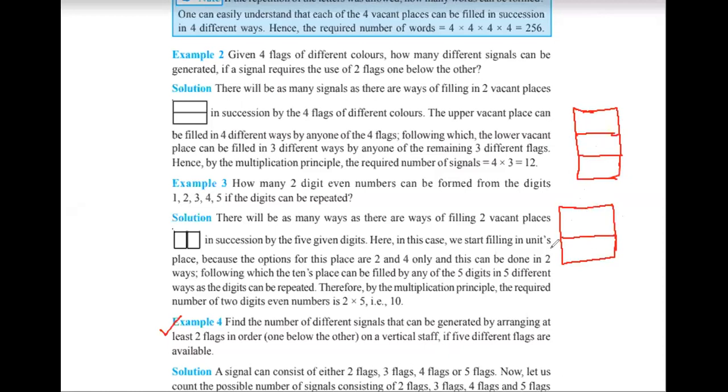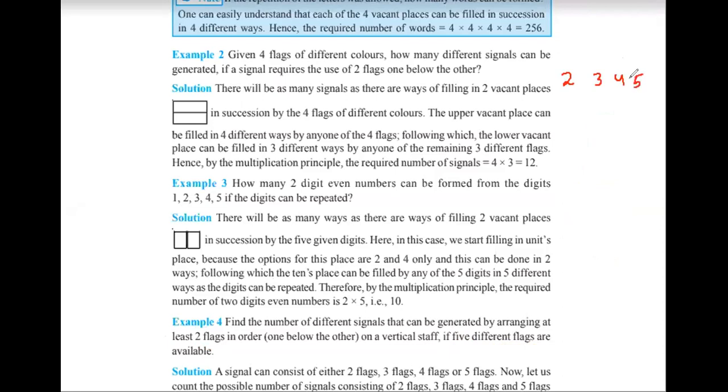Okay. So the question here is, we have 5 different flags, right? Now you can arrange at least 2 flags, means you can arrange 2 flags or 3 flags or 4 flags or 5 flags. Got it? So we have 'or' here. Anyone have any issue in this? Tell me, anyone have any issue in this?